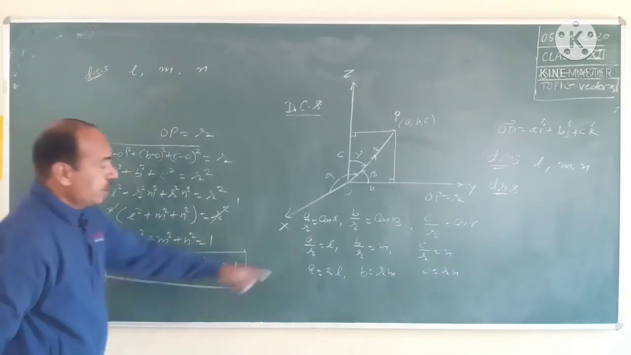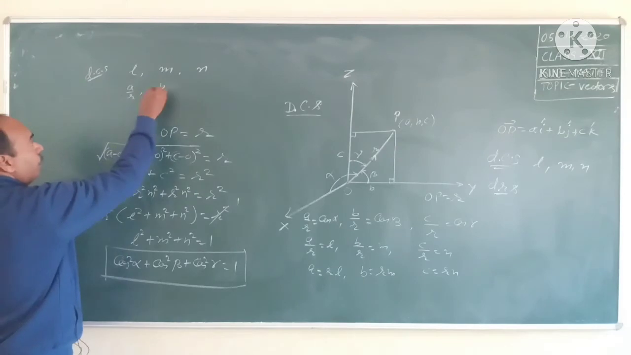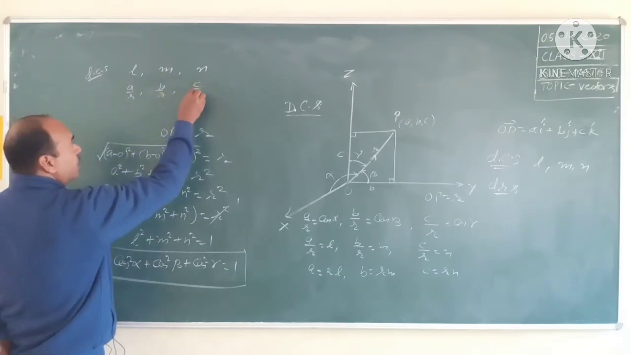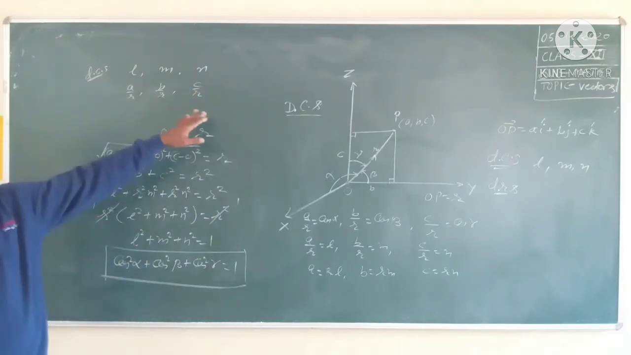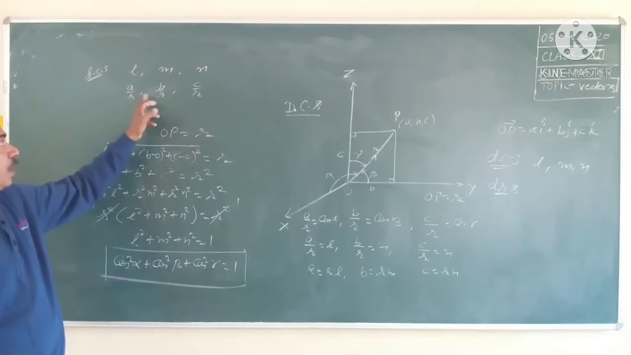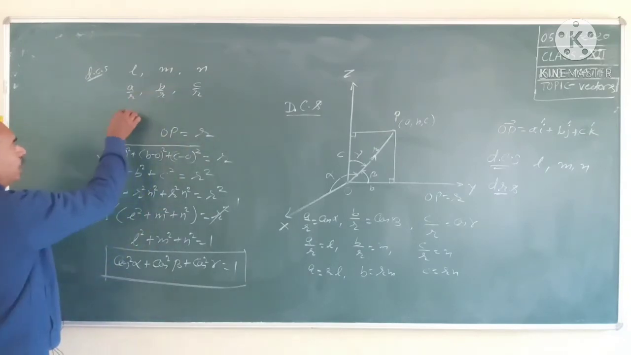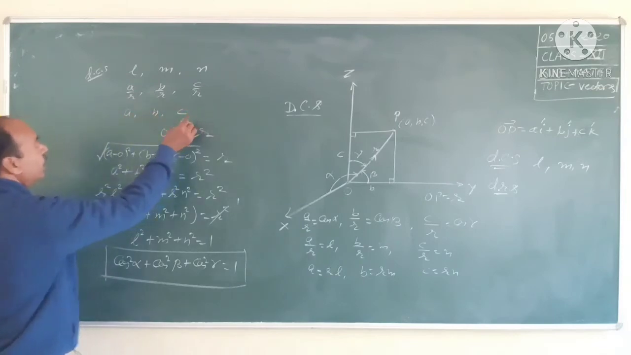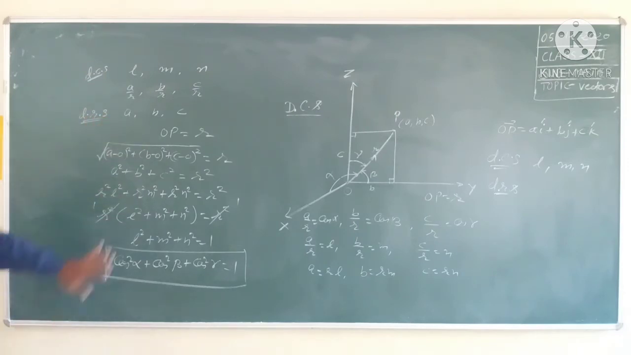L means A by R, M is B by R, and C, which is N, that is C by R. Here 1 by R is common in all. So this R is cancelled out, only A, B and C remain. So this is called direction ratios, DRs, direction ratios of a vector.